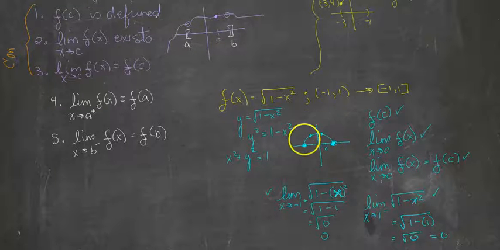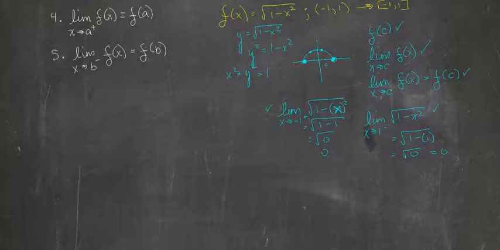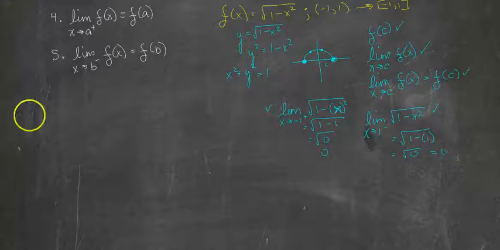So I can say I have tested and shown that on the closed interval from negative 1 to 1, the half circle, the semicircle, is continuous at every point. Now I can go do calculus on it, which we're not ready to do yet. So let's look at a couple special cases where continuity may or may not be able to be evaluated.